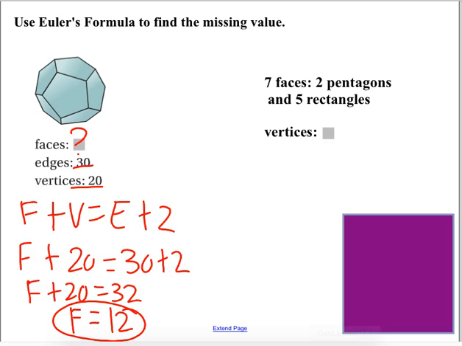If you want to look that shape up and tell me what it is, write it down in your packet and show me tomorrow, I will give you a bonus point. So if you can figure out what that polyhedron is called, a bonus point for you.